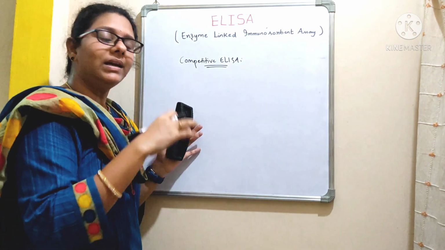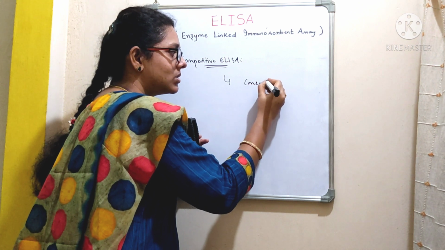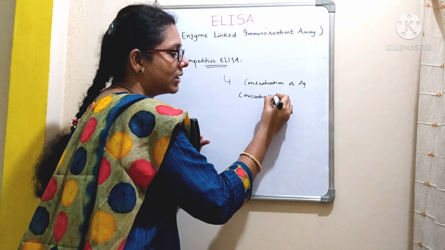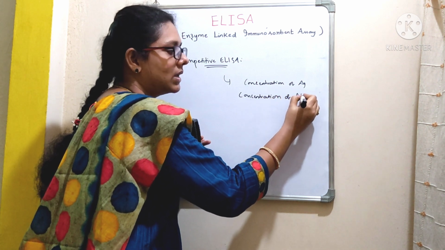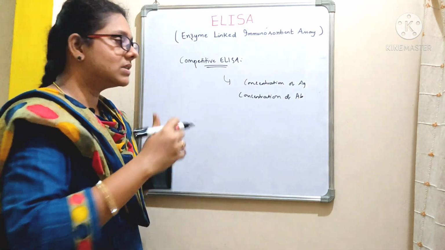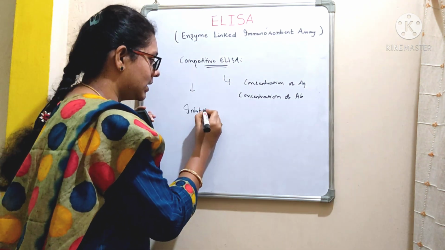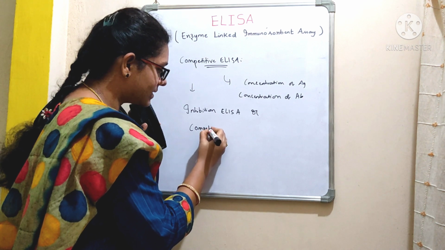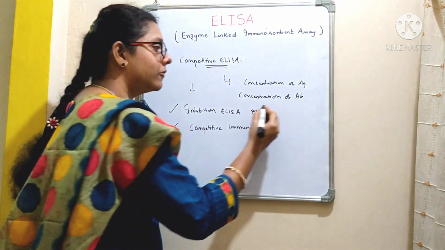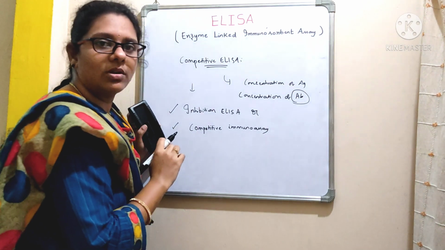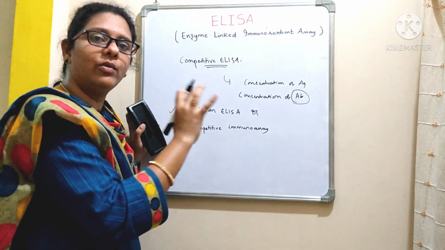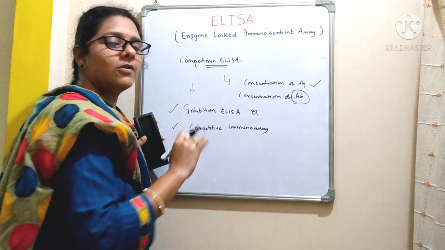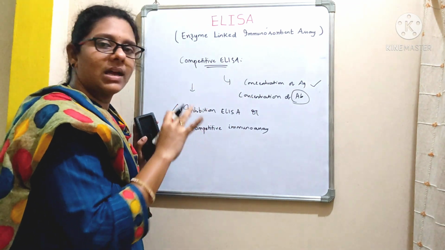We can detect either the concentration of antigen or the concentration of antibody easily with the help of this competitive ELISA. This competitive ELISA is also called inhibition ELISA or competitive immunoassay. Suppose we want to detect the concentration of antibody; I'll explain how to perform this test. You can do the same for detecting the concentration of antigen also, if you understand the concept.